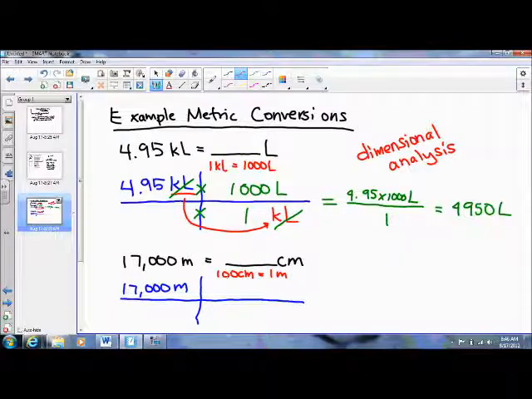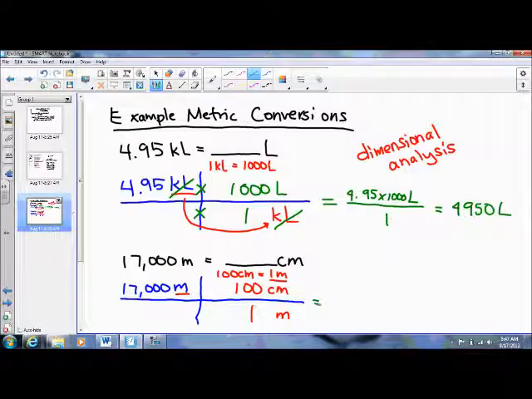Now we have to take the two different sides of the equality and decide which one goes on top and which one goes on the bottom. Look here, it says m. So I'm going to need to cancel the m, so m is going to have to appear here. Which side has the m? This side has the m. There's a 1 in front of it, 1 m. So this side of the equality must appear on top, 100 centimeters.